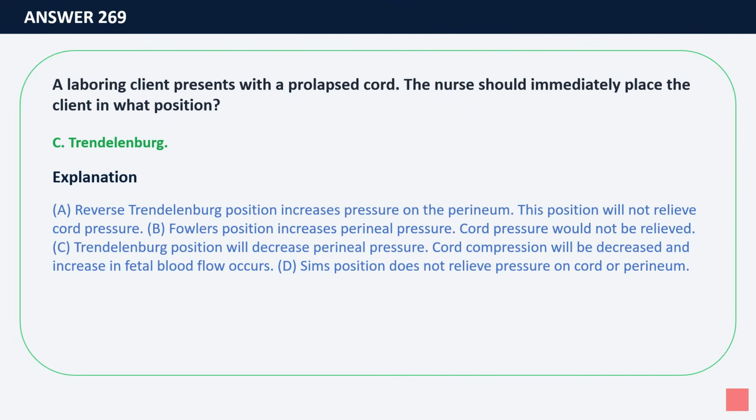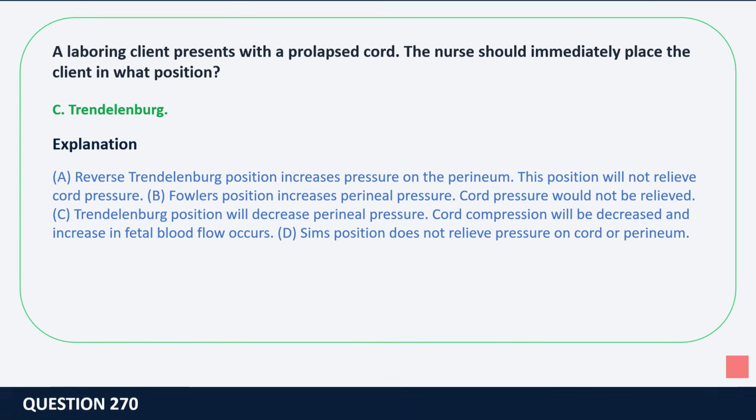Answer: C. Trendelenburg. Explanation: A. Reverse Trendelenburg position increases pressure on the perineum. This position will not relieve cord pressure. B. Fowler's position increases perineal pressure. Cord pressure would not be relieved. C. Trendelenburg position will decrease perineal pressure. Cord compression will be decreased and an increase in fetal blood flow occurs. D. Sims position does not relieve pressure on the cord or perineum.